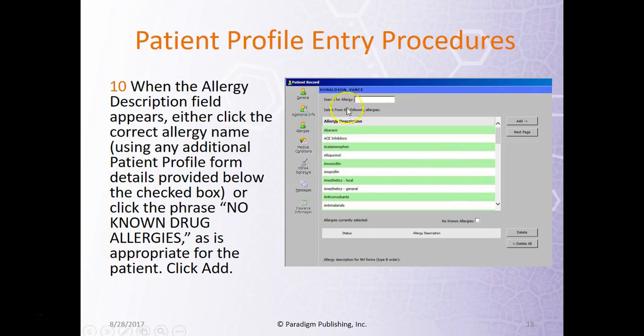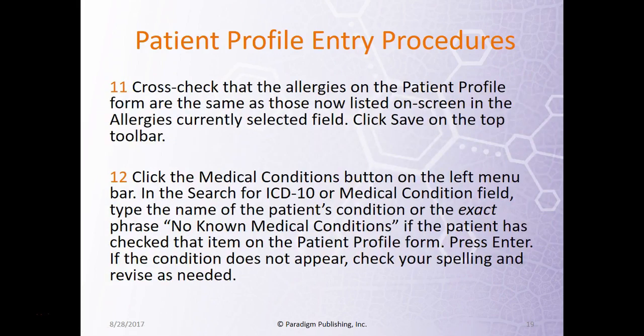So when the allergy field appears, click the correct allergy name or no known drug allergies, and then click Add. Cross-check that the allergies on the patient profile form are the same as those listed in the allergy currently selected field. Click Save at the top of the toolbar.